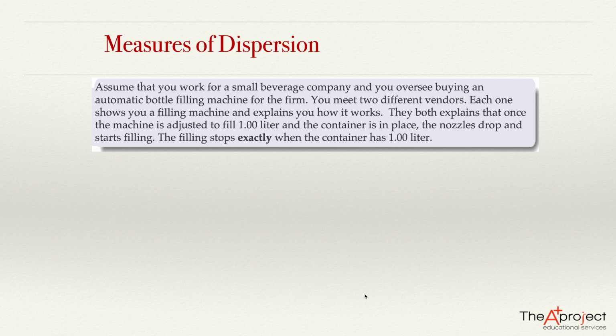Assume that you work for a small beverage company and you oversee buying an automatic bottle filling machine for the firm. You meet two different vendors. Each one shows you a filling machine and explains how it works. They both explain that once the machine is adjusted to fill 1 liter and the container is in place, the nozzles drop and start filling. The filling stops exactly when the container has 1 liter.